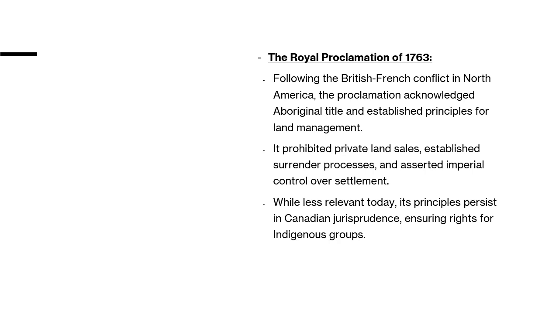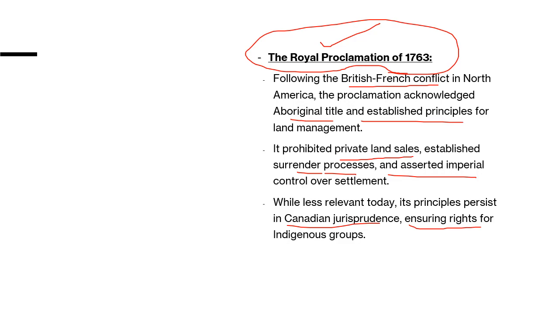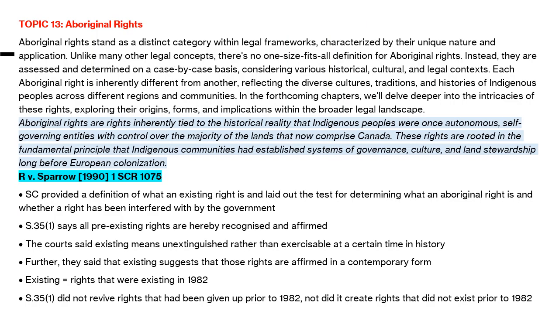Next is the Royal Proclamation of 1763. Following the British-French conflict in North America, the proclamation acknowledged Aboriginal title and established principles for land management. This proclamation prohibited private land sale, established the surrender, the giving up, processes, and asserted imperial control over settlement. While this is not relevant today, its principles continue in Canadian jurisprudence, ensuring rights for indigenous groups. So the Royal Proclamation also in some way talks about the surety for indigenous rights. So this was the basic introduction.